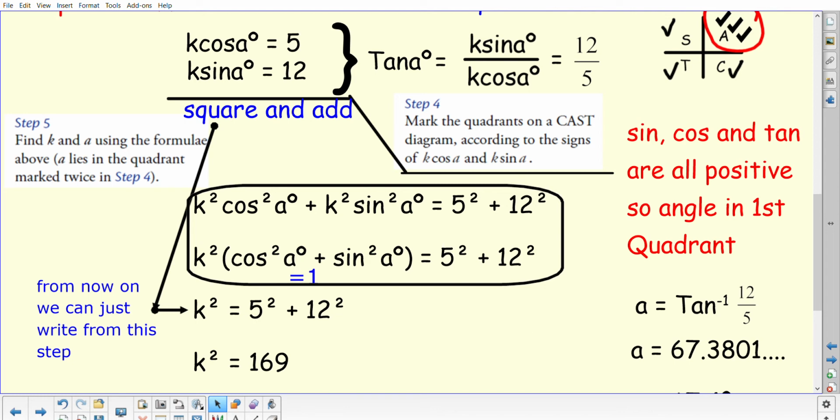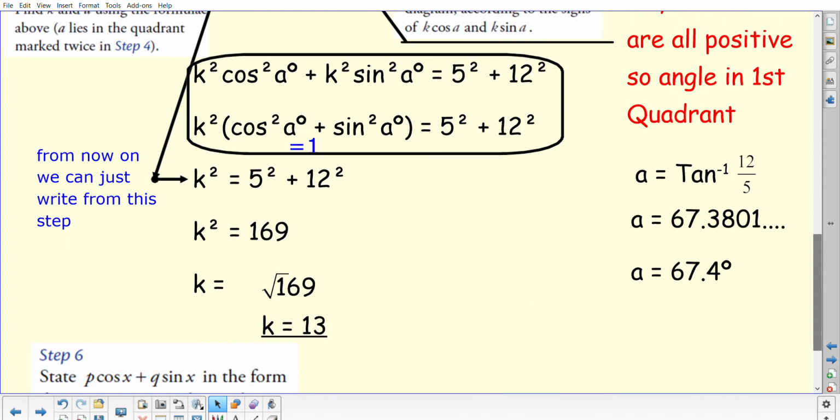You come down, square and add. If you write that in for yourself, you remember what to do. You get down to k squared equals 169, k equals root 169, and you get the value for k.